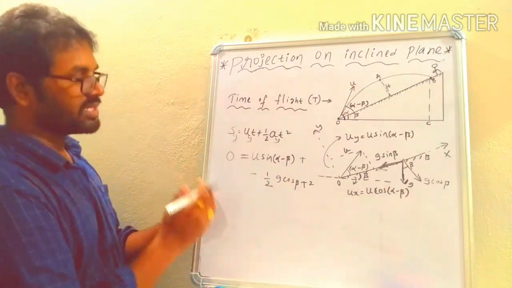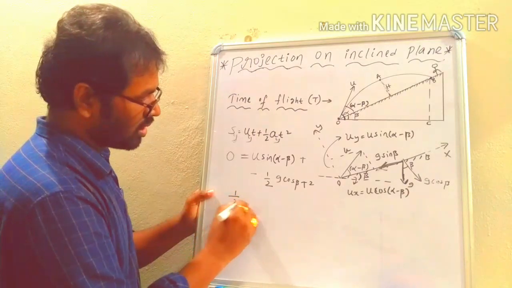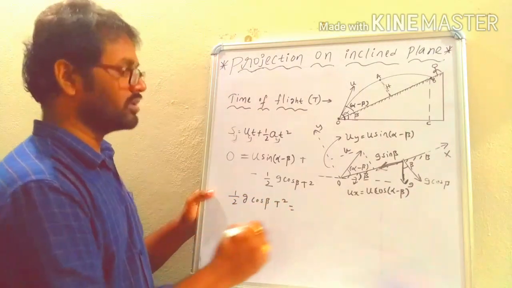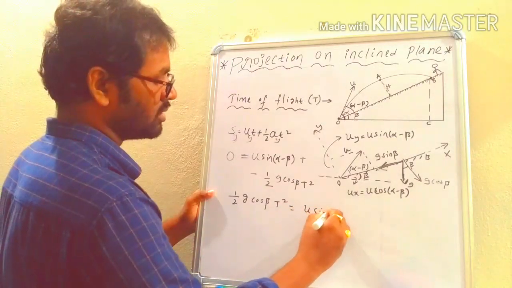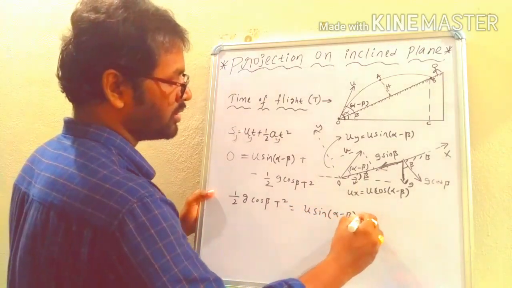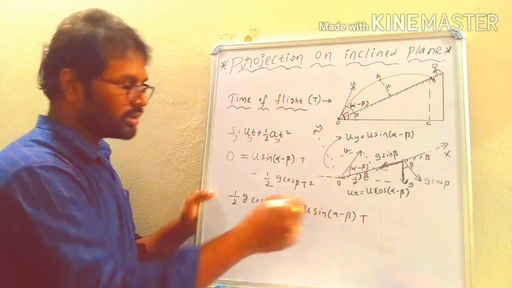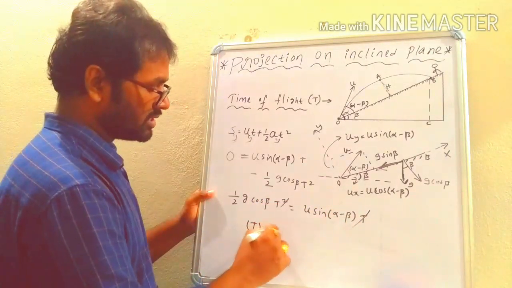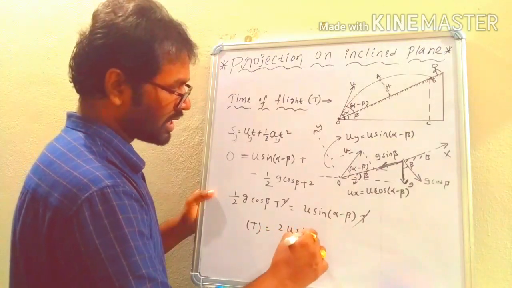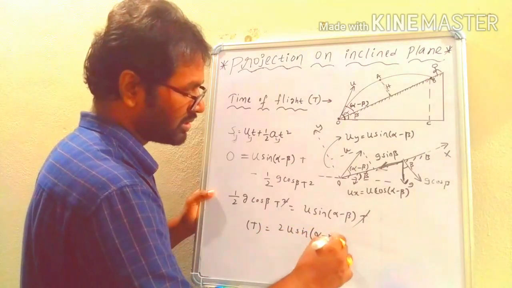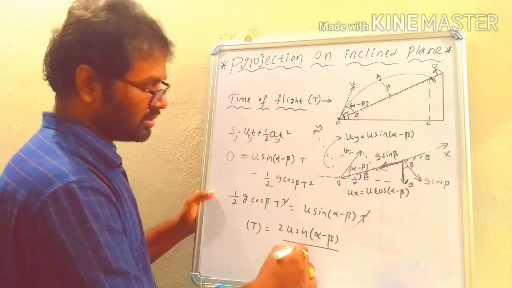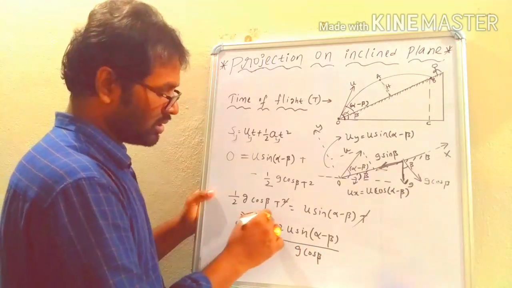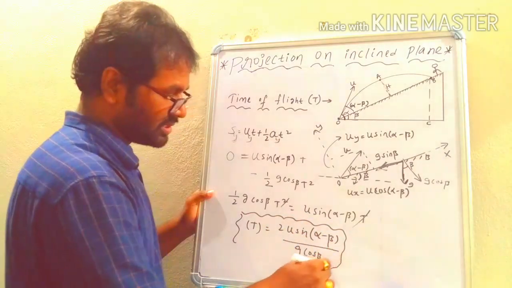Take this expression to the sine, you will get positive. How much? Half g cos beta T square, which is equal to u sine alpha minus beta into capital T. On both sides, one T gets cancelled out, and capital T is equal to 2u sine alpha minus beta divided by g cos beta. So we got an important result.